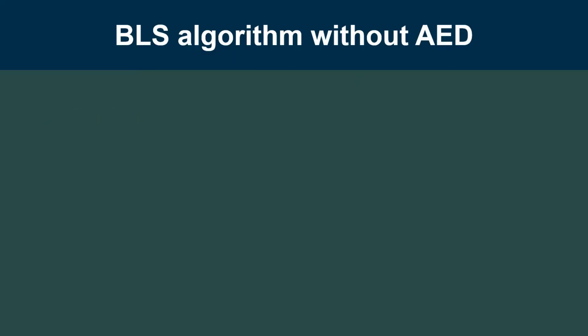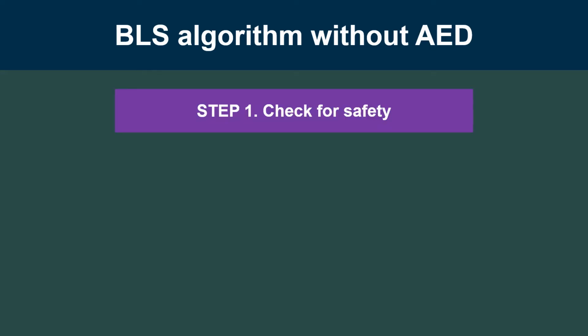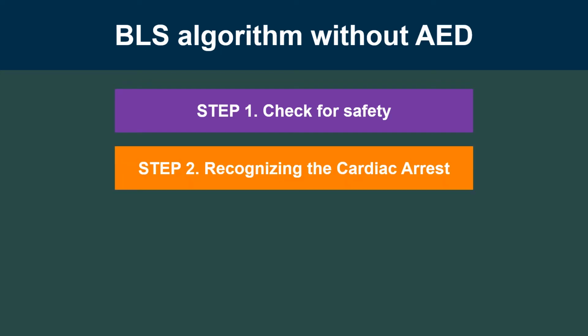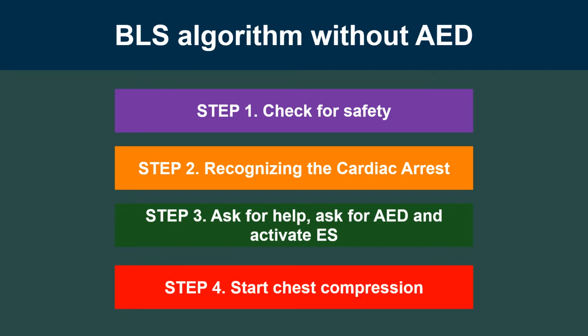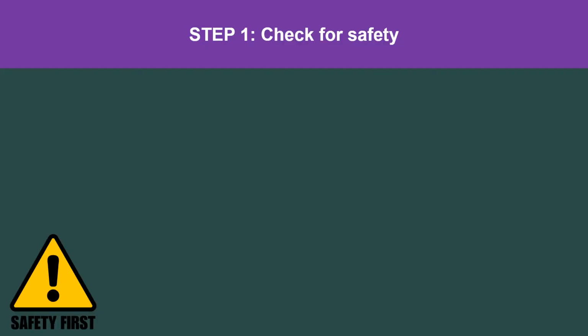The BLS algorithm without use of automatic external defibrillator is very simple to remember. Step 1 of the BLS is check for safety. Step 2 is recognizing the cardiac arrest. The next step is ask for help, ask for AED, and then activate the emergency service. After activating the emergency service, immediately start chest compression. So let us start from step 1.